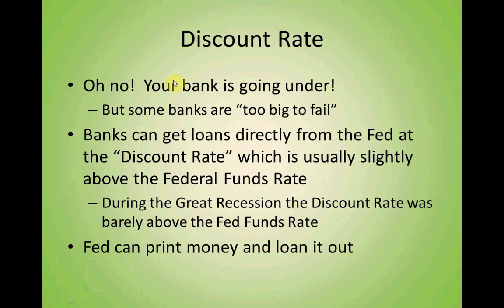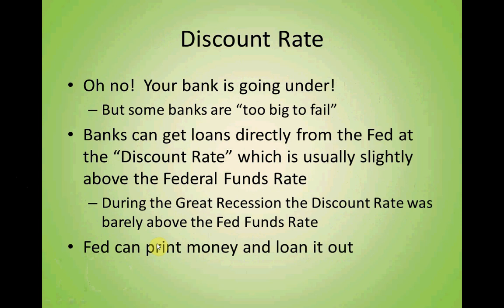But let's say your bank's going out of business and you're like Capital One or something, a big bank that a lot of people use. The Federal Reserve might give you a direct loan. They give you a direct loan, and the interest rate is what's called the discount rate. It's usually slightly above the federal funds rate, which is still pretty small. Basically, if you think about this, the Federal Reserve is printing money.